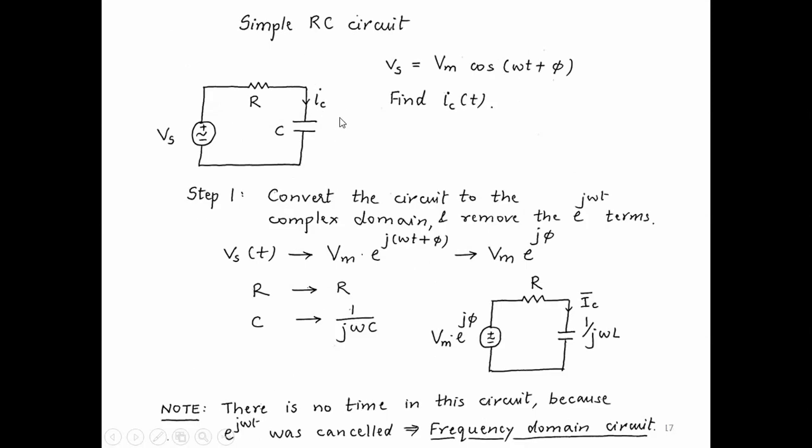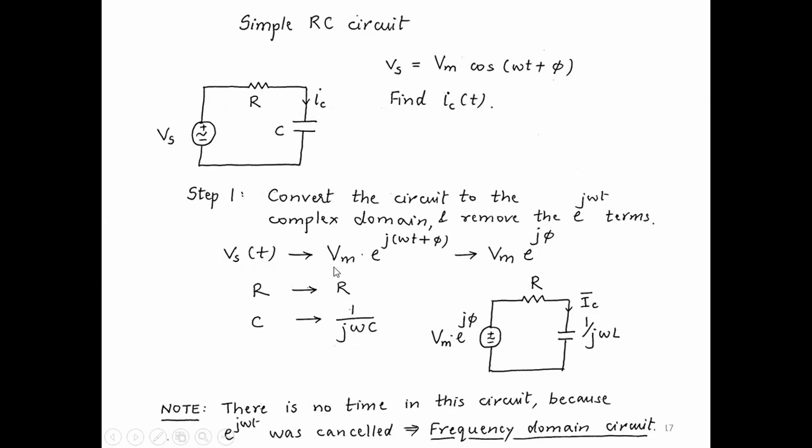So let us illustrate this. Start by illustrating with the simplest circuit here, RC. We did RL, so let us do RC now. So we say let Vs be Vm cos omega t, and we want to find the current in this circuit. So the first thing we do is we convert the circuit to the complex domain and remove the e raised to j omega t terms.